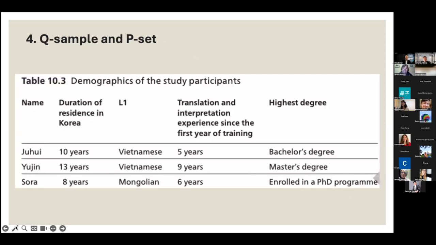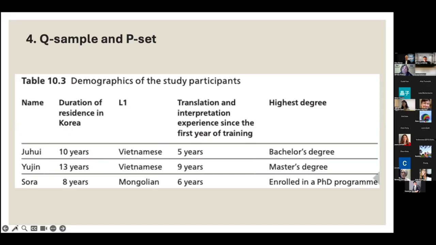Three female married migrants participated in this study. Two were originally from Vietnam, Juhi and Eugene, and one from Mongolia, Sora. The participants were asked to sort the same Q sample twice.